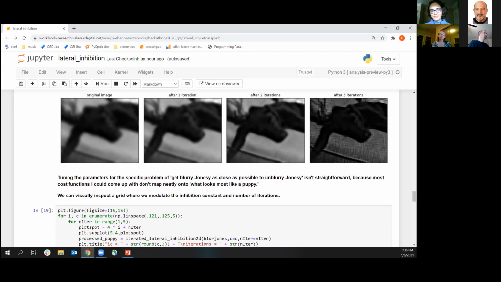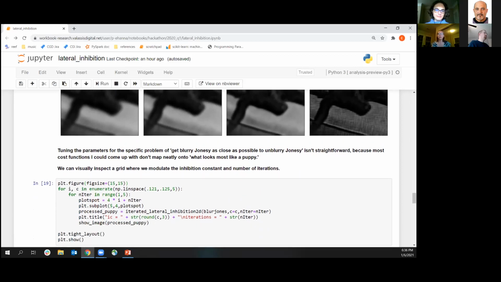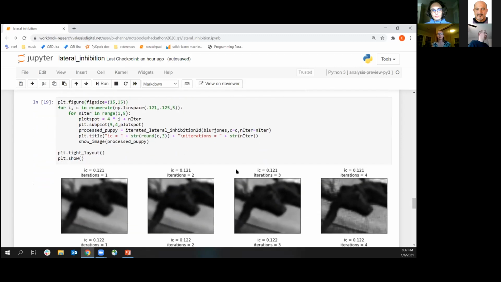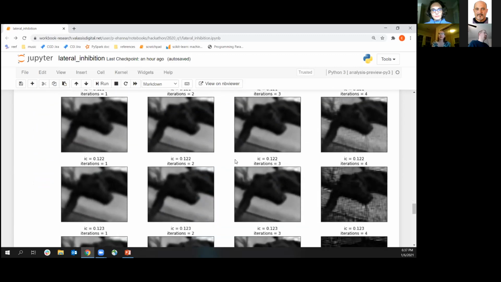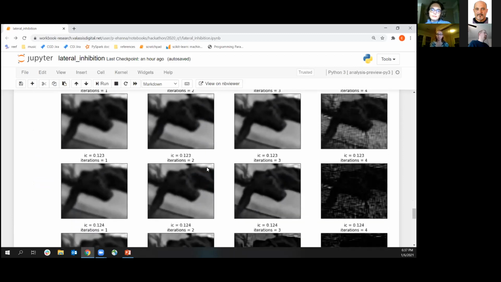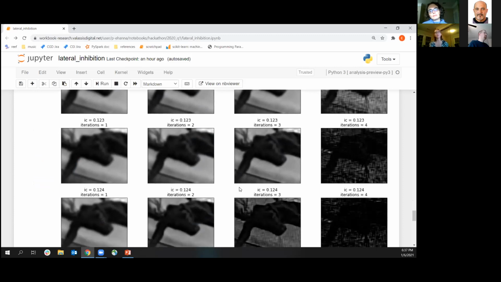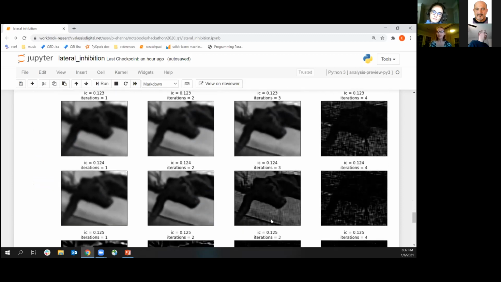So what I ended up doing was preparing a grid that modulated both the inhibition constant, making it sharper and sharper inhibition by the neighboring pixels, and also the number of iterations. That would be the number of times this lateral inhibition was performed, roughly corresponding to the number of layers of neurons that we had. When you do this, you can visually inspect it, and some interesting things pop out. When we are both iterating more and inhibiting more, there's more and more artifact in the image.